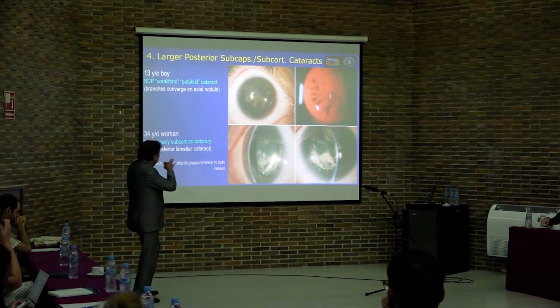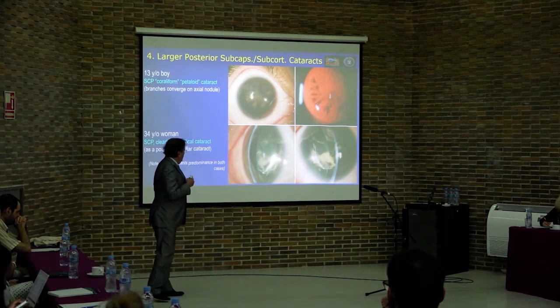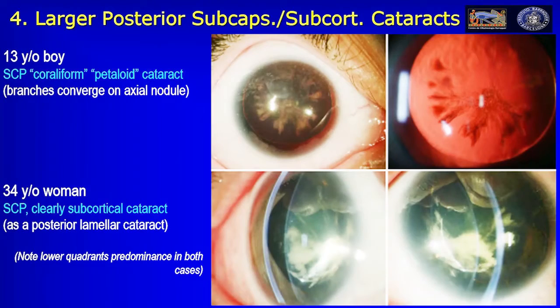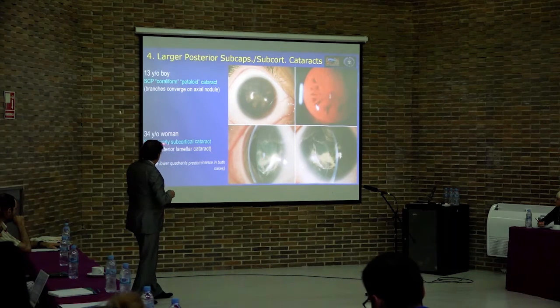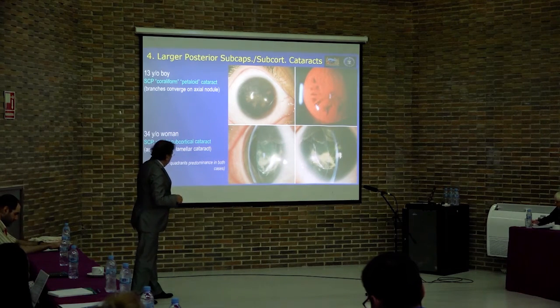Then I think we are now entering the cases where there's probably some significant impact on vision by the cataract, especially when you have these larger posterior subcapsular or subcortical cataracts. You see here there are two different cases. This is a 13-year-old boy with this kind of, let's say, coralliform or petaloid cataract, which is also quite typical, with these branches which converge in this central axial nodule in the subcortical area posterior, or this 34-year-old woman with much denser and it's clearly subcortical.